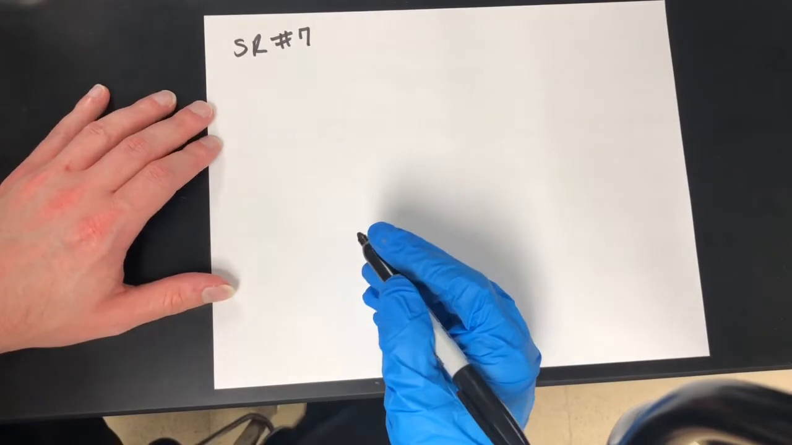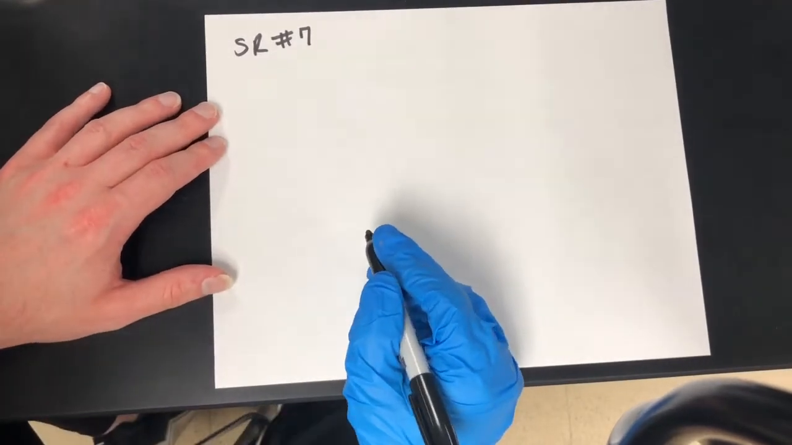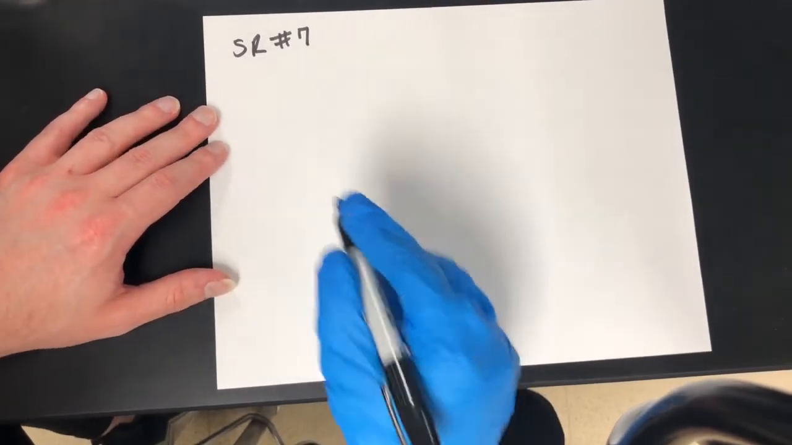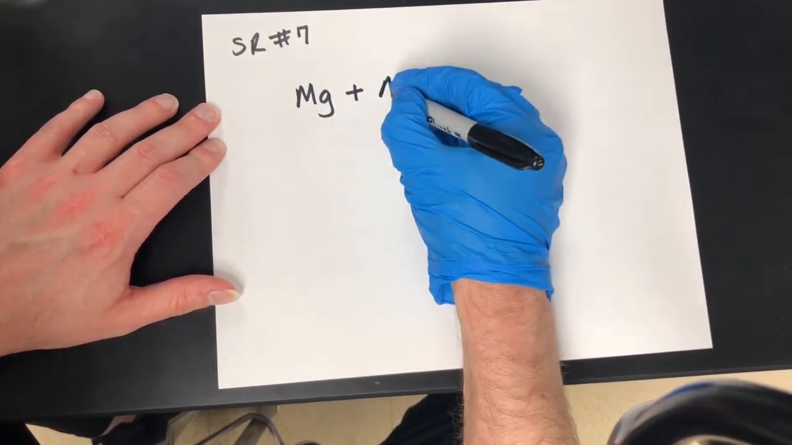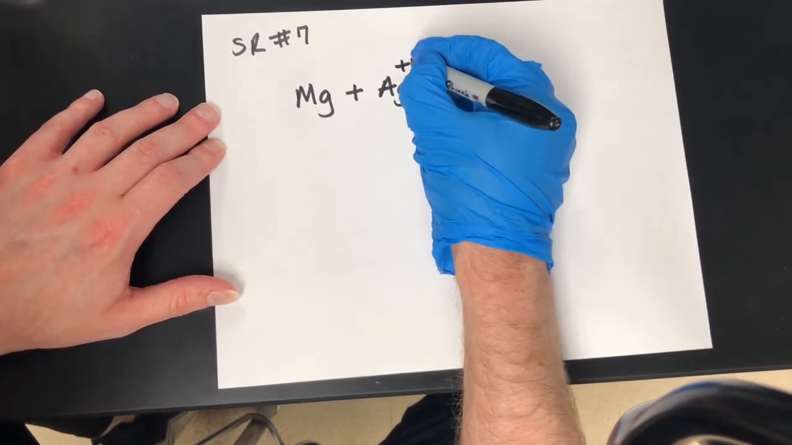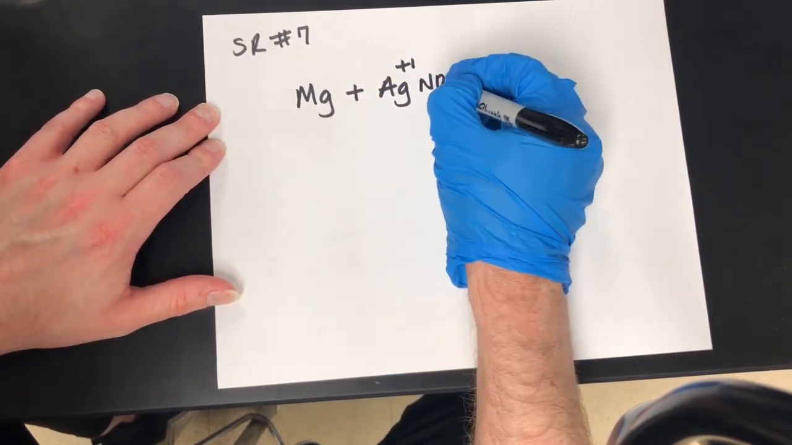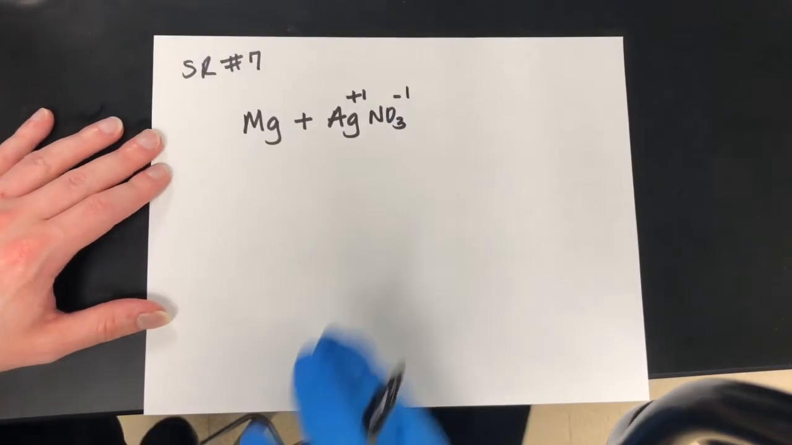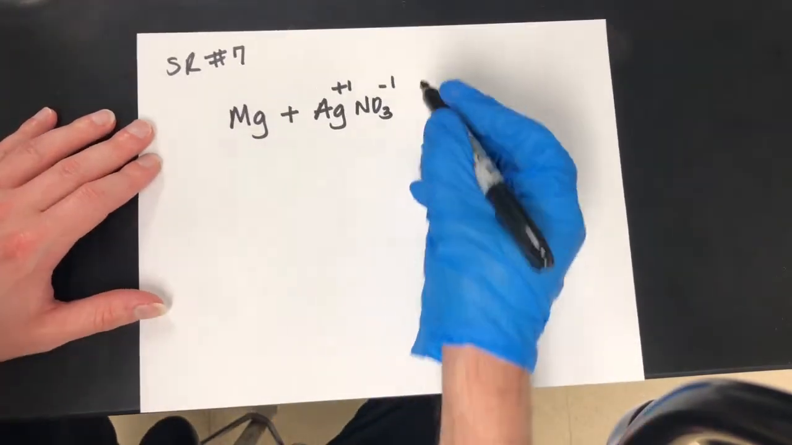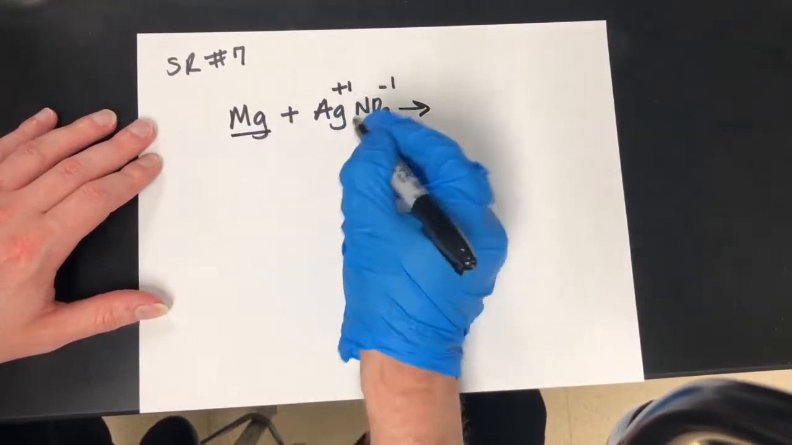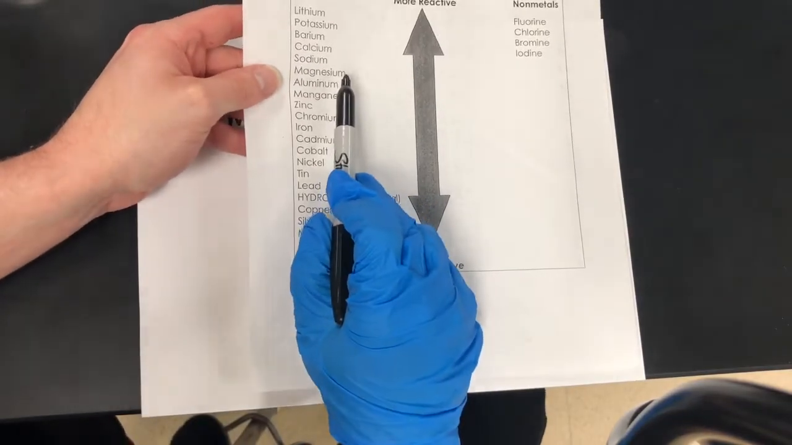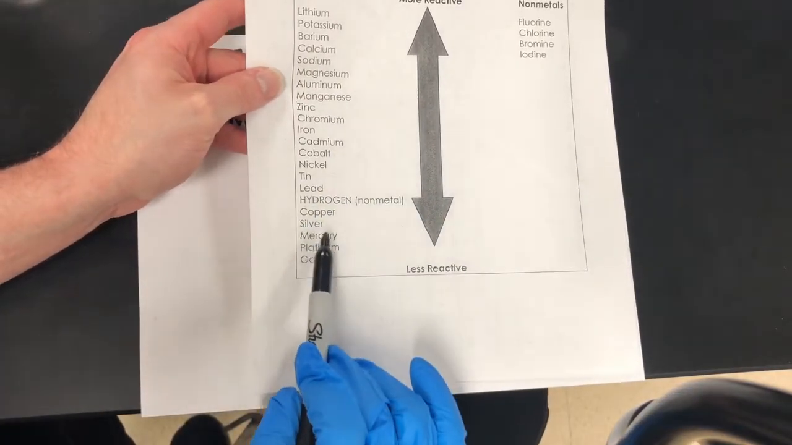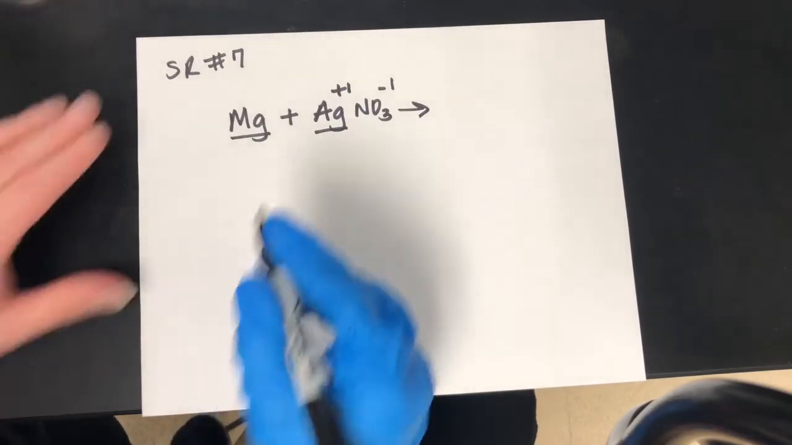Okay, so in single replacement reaction number 7, we're going to be taking magnesium plus silver nitrate. So magnesium is Mg, and silver nitrate is Ag with a +1 charge, NO3 with a -1 charge. They're equal and opposite charges, so there's no need to crisscross. Okay, so we're going to use our activity series to see if Mg is more active than Ag. Magnesium's all the way up here, and silver's all the way down here. So it's going to kick it out.